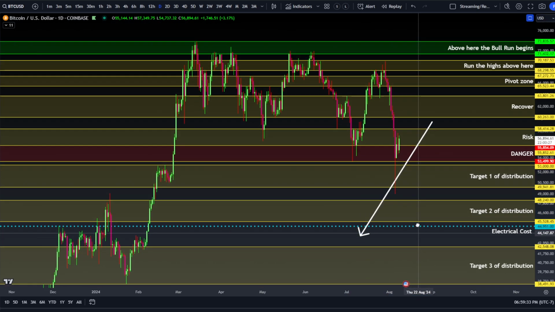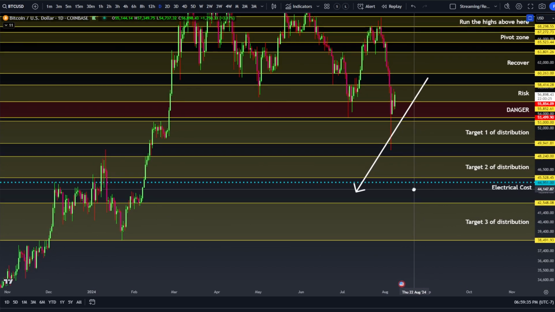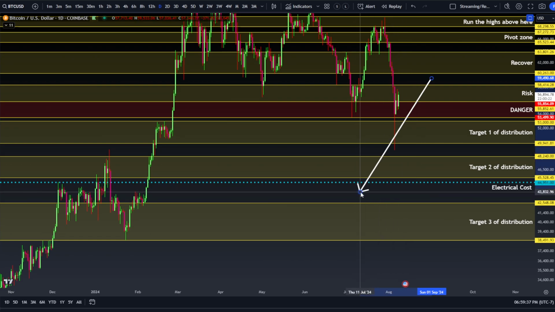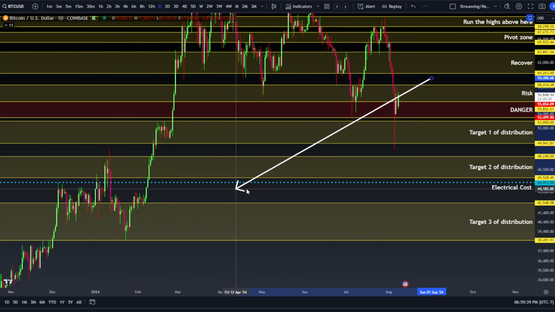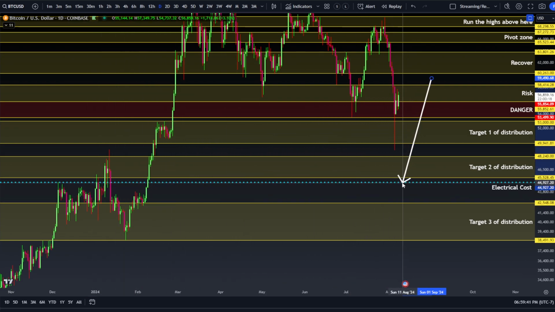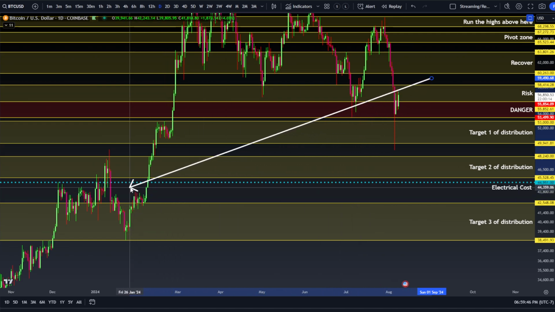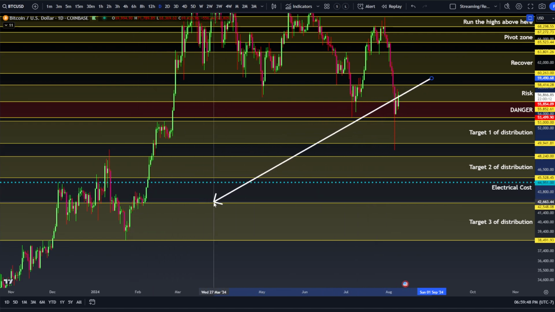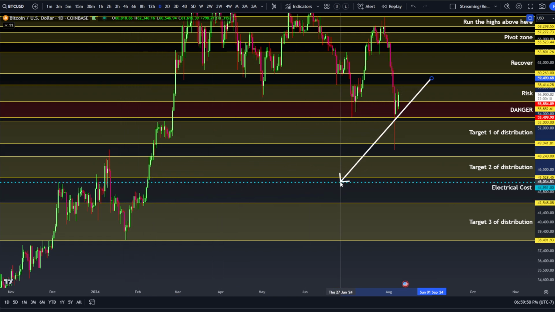You do see that there is a target 3. And I mentioned this on Monday. The reason why these zones are separated is because of the closing criteria. If we close below electrical cost, I'm looking for price to possibly spike down on the dailies and maybe front run target 3 of distribution. But if we see any higher time frame closes, and not just dailies below electrical cost, then I would be looking for target 3, which is around 42,500 to this 38,500 that got spiked, which is a major monthly level as well.